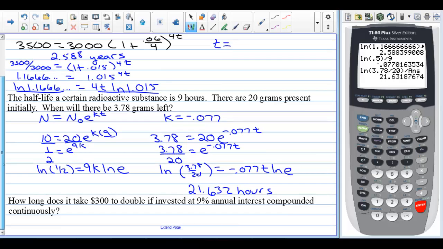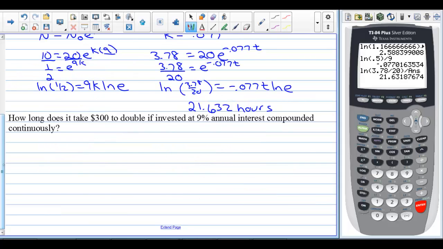Then we can do almost the exact same thing with doubling. How long does it take $300 to double if invested at 9% annual interest compounded continuously? So we're looking at, we want to know when we will have 600. That's equal to 300 e to the 0.09 t. So we didn't have to find k this time. They gave us k. The rate of growth is 9%.